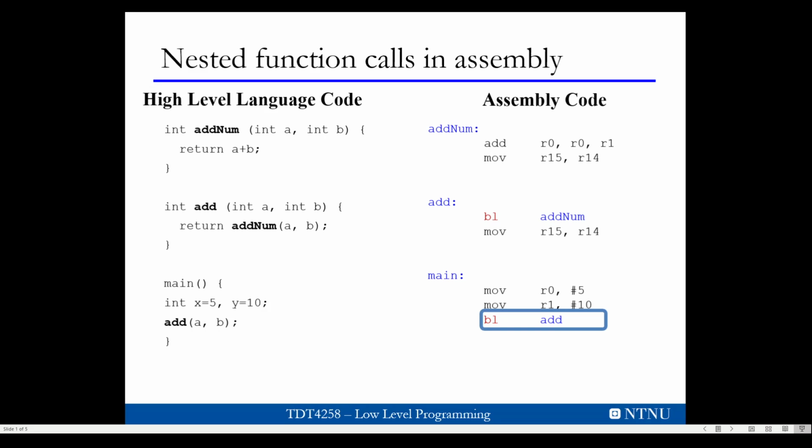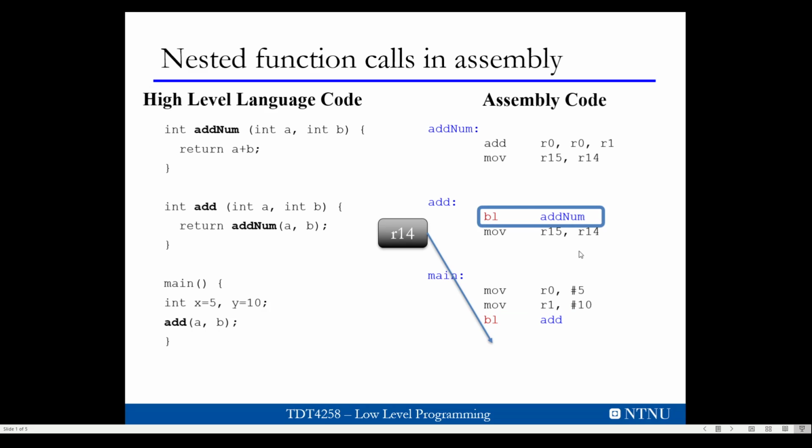When we execute BL, the R14 register is updated to point to the instruction immediately following it, so that when we come back from the function call, this is the instruction that should be executed. Then this BL instruction will again change R14 to the instruction immediately following it, which is this instruction. Then after doing the addition, we execute move instruction to return back to the add function. And what it does is it takes the value of R14 and puts it into the PC register.